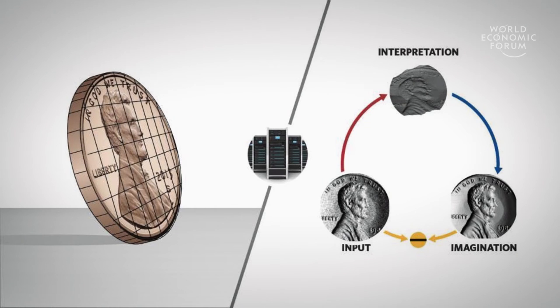This is the result of a computer program we wrote based on the same principles. Given an image, the program has to interpret its 3D structures. For each interpretation, it can imagine what it expects to see. And if the imagined image matches or explains the input image, the program knows it got the right answer.